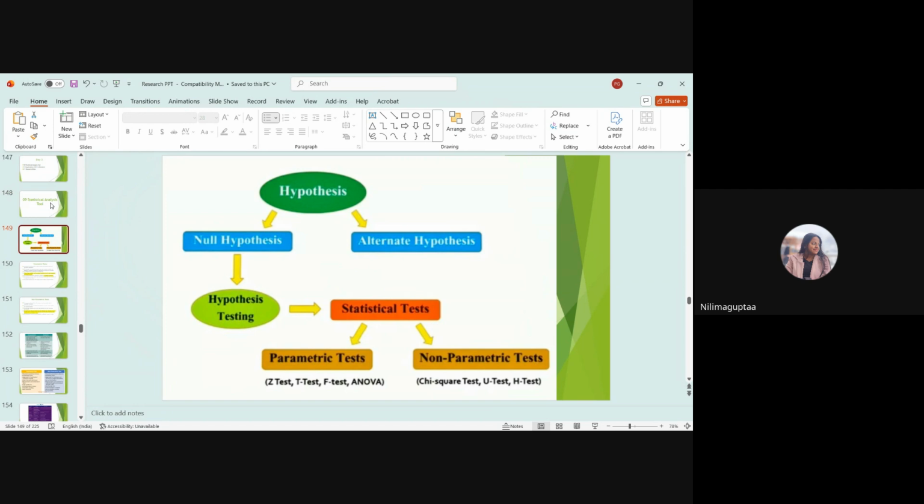As we have studied yesterday, we have hypothesis that are of two types, null and alternate. We always test this null hypothesis, and that test is being done using some statistical test, which are called parametric test or non-parametric test. Under parametric test you have these four very important tests, that is Z test, T test, F test, and ANOVA. And under the non-parametric test we have the chi-square test, U test, and H test, and various others.